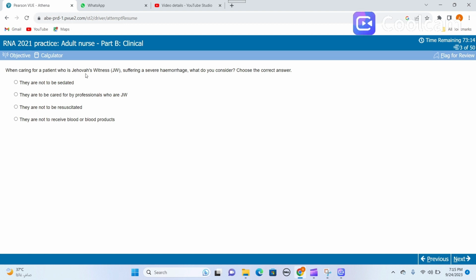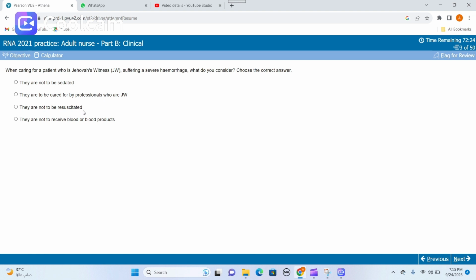When you are caring for a patient who is a Jehovah's Witness, meaning a spiritual kind of person, suffering a severe hemorrhage, what do you consider in this case? The patient is having severe bleeding. What will you do? The options are: they are not to be sedated. There may be severe pain, so they are not to be sedated. Second option: they are to be cared for by professionals who are also Jehovah's Witnesses. No, they cannot take care of the patient. Only the healthcare professionals can.